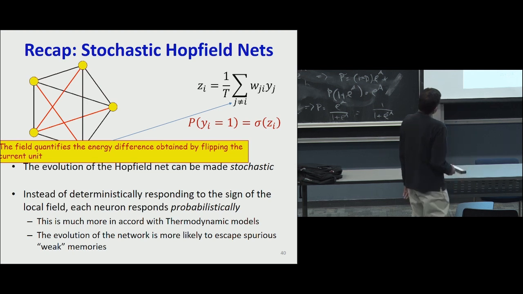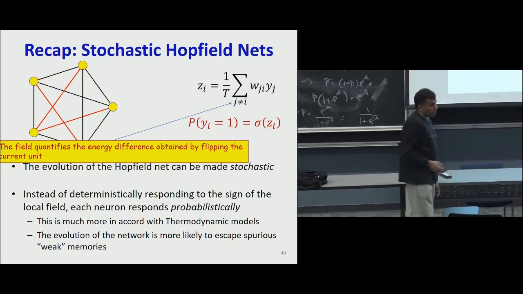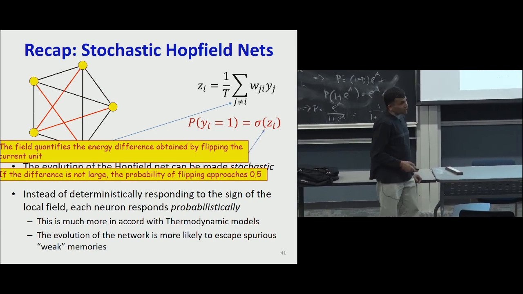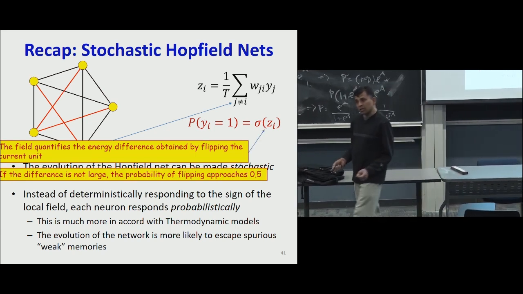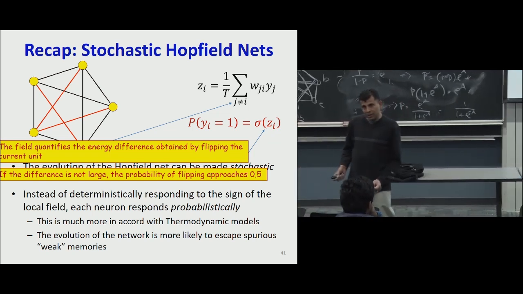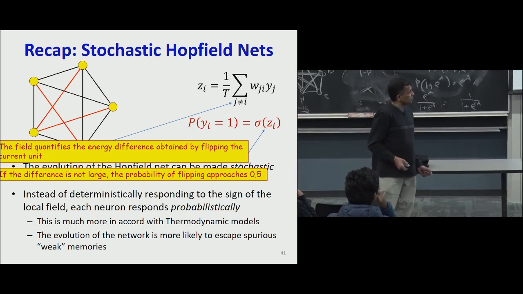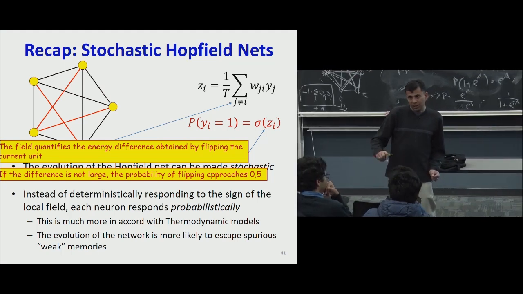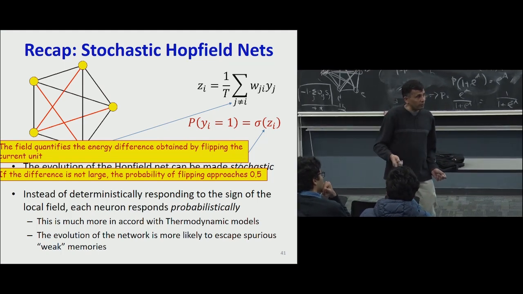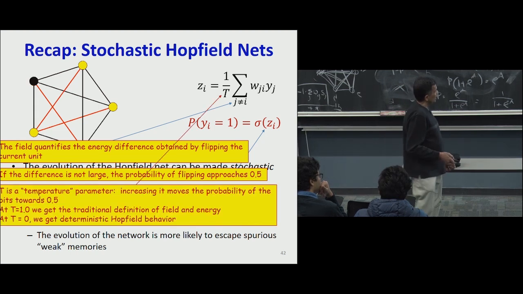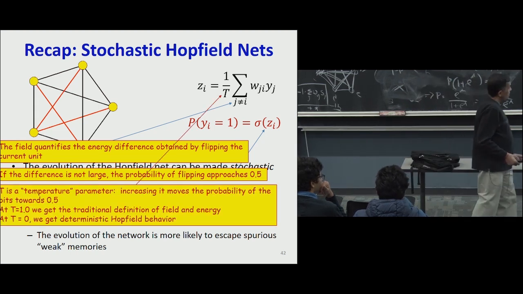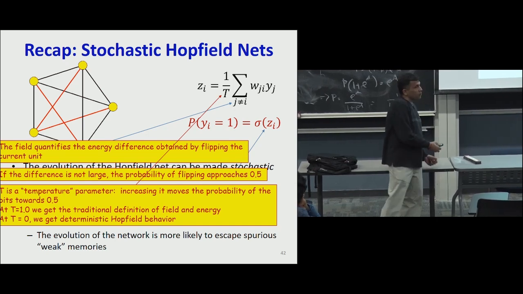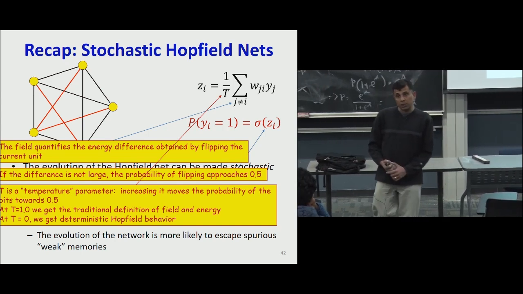so this term, the first time, quantifies the energy difference you get by flipping a bit, right? If the energy difference due to flipping a bit is large, then the neuron is going to flip. And if the energy difference is 0 between two states, then the neuron is going to flip with a probability of 0.5, right? This temperature parameter, if I increase it, it moves the probability of the bits flipping towards 0.5.